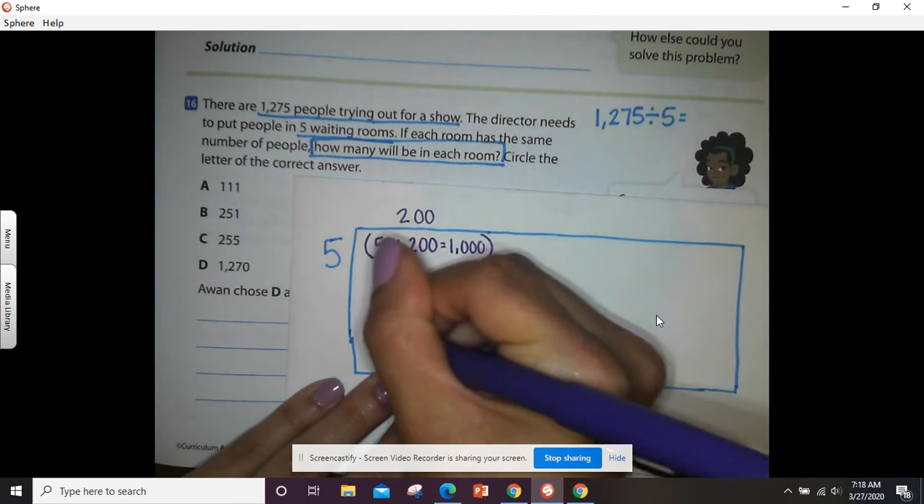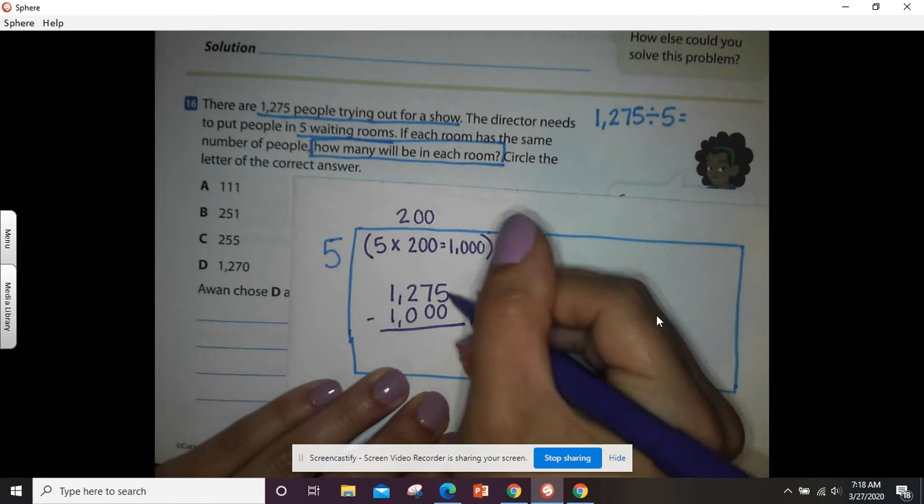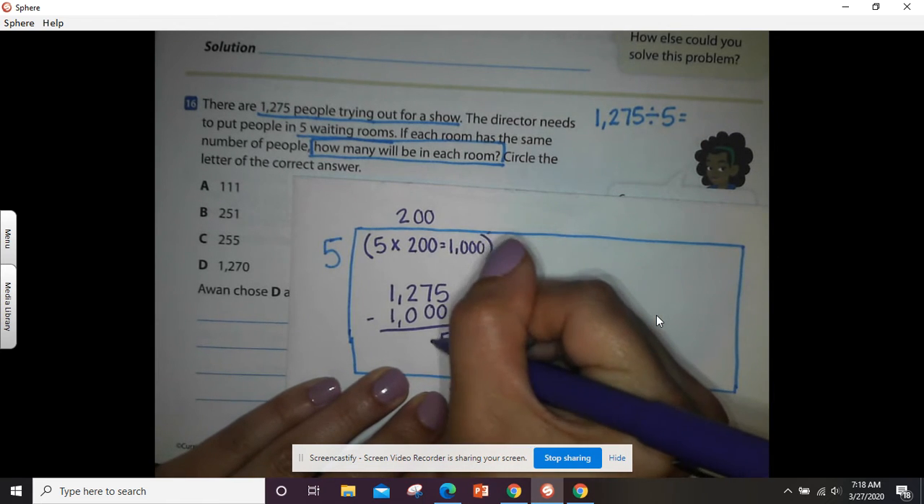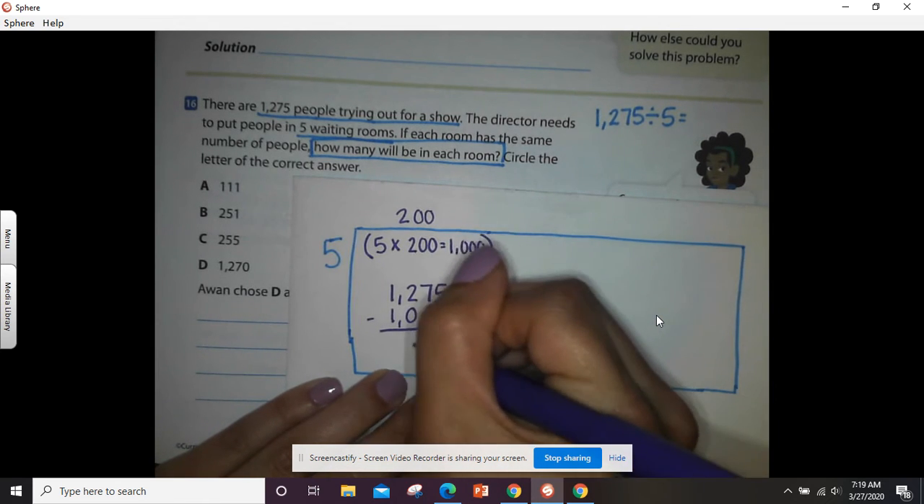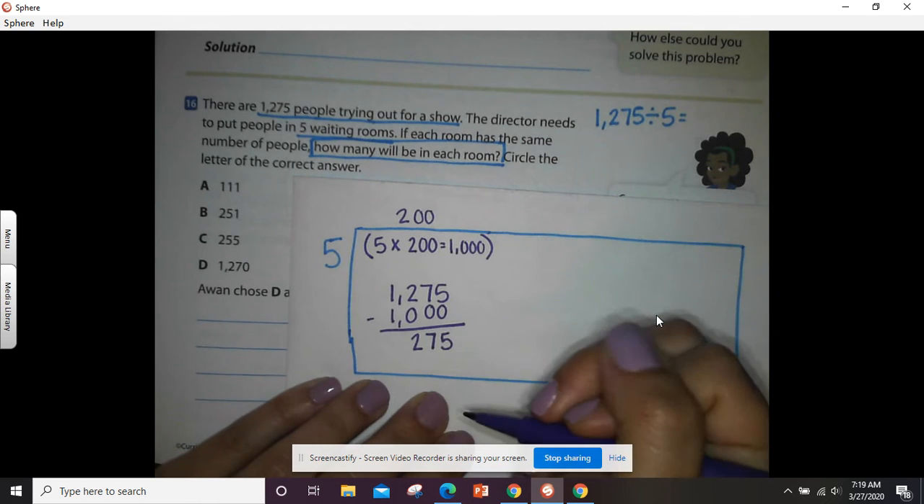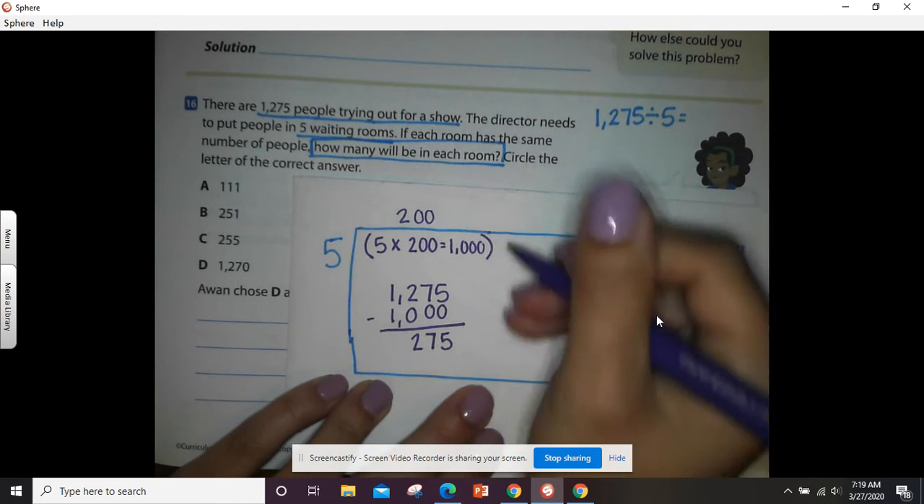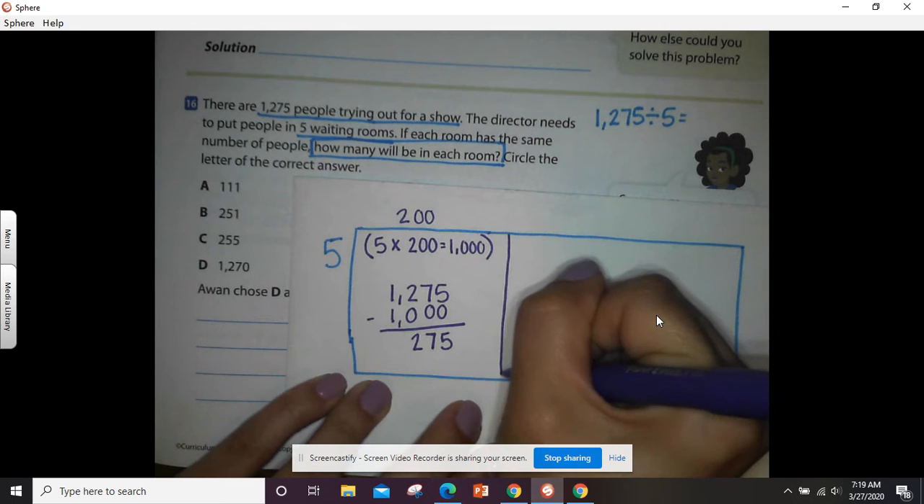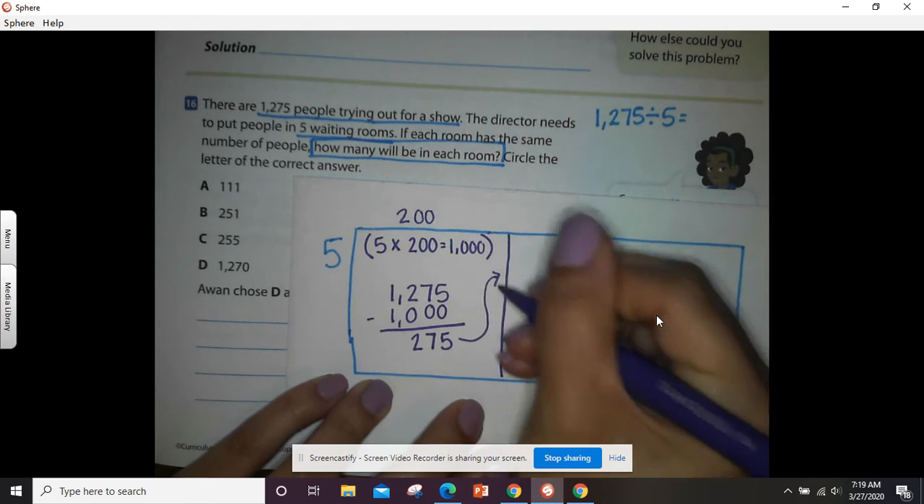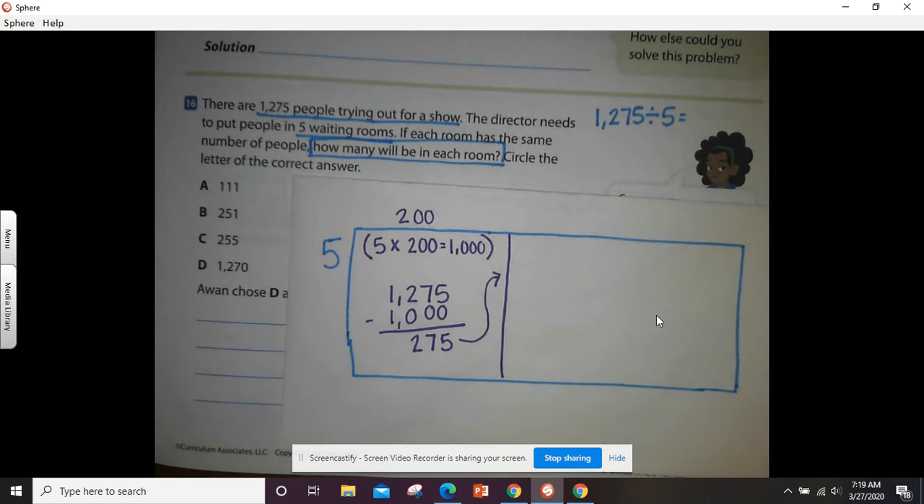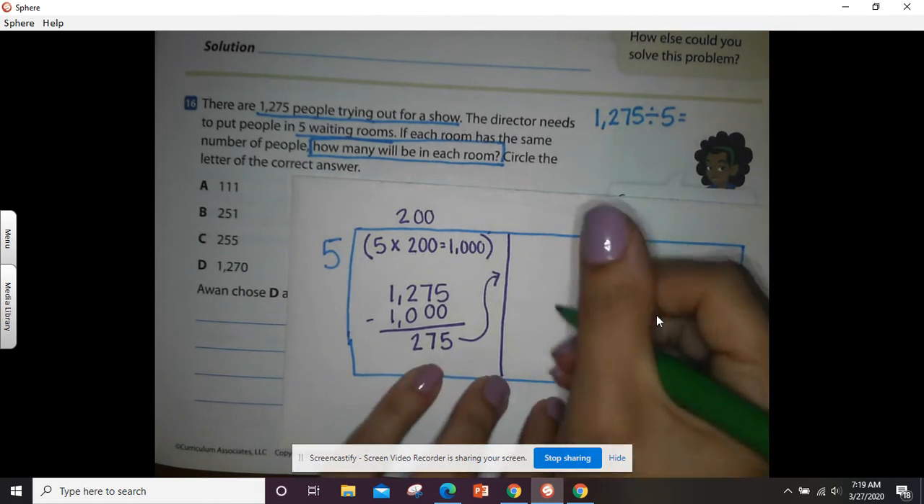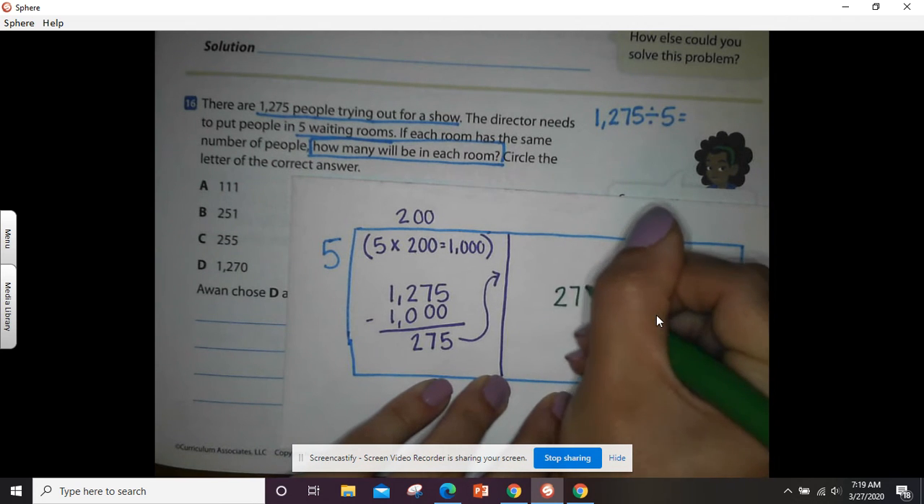And I'm going to go ahead and subtract. 5 minus 0 is 5. 7 in my tens place. And a 2. And I've gotten rid of that 1,000. So I'm left with 275. And I'm going to bring that up to my next box. So I've got 275 left to deal with, and I just really like to try to stick with my friendly numbers.